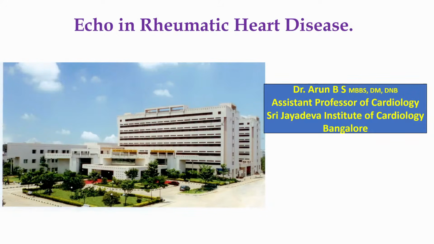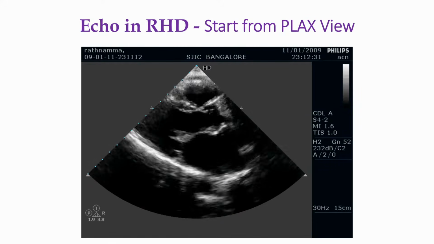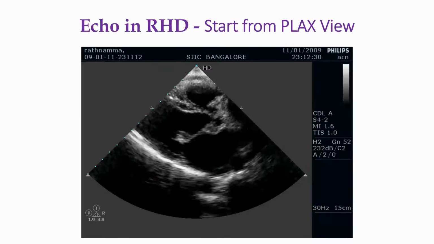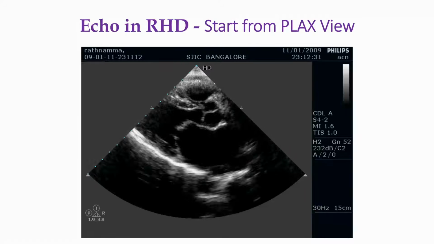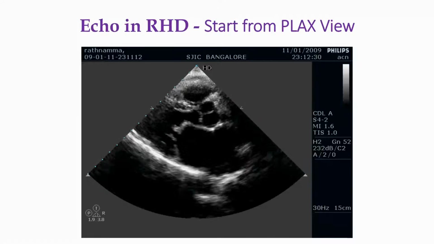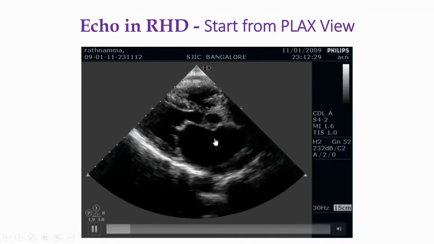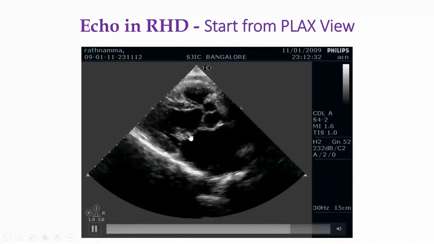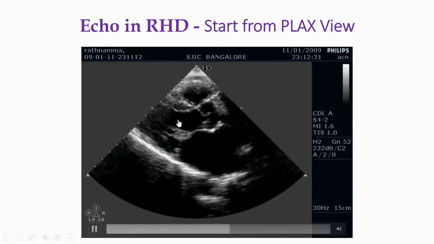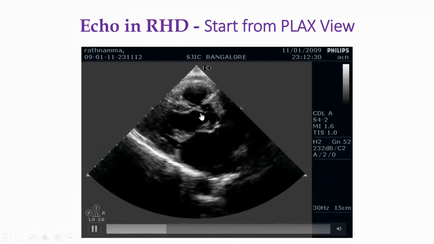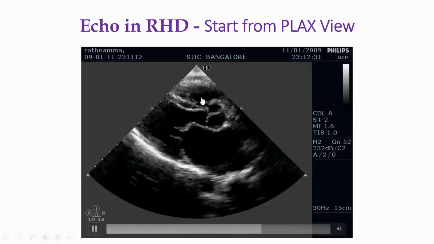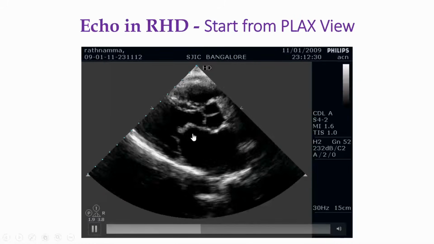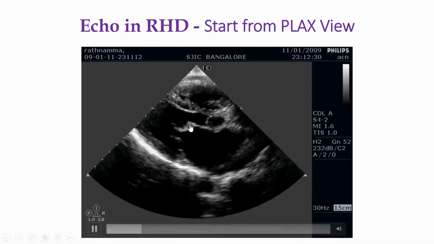So we'll discuss echo in rheumatic heart disease. As you all know, whenever we are doing echo for valvular heart diseases, we usually go with this sequence. We usually start with the parasternal long axis view to look for the left atrium, mitral valve, left ventricle, then the aortic valve, the ascending aorta, and the RVOT. So we look for any mitral valve pathology and aortic valve pathology in this particular view.